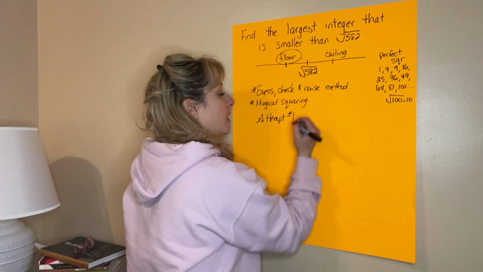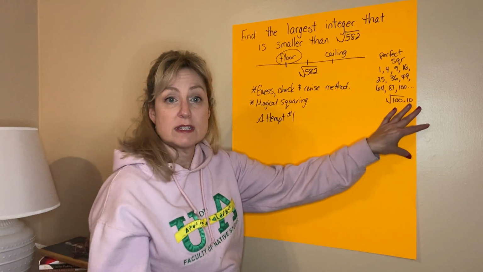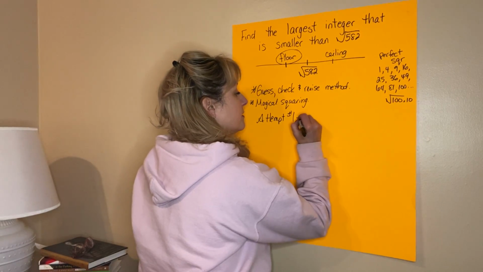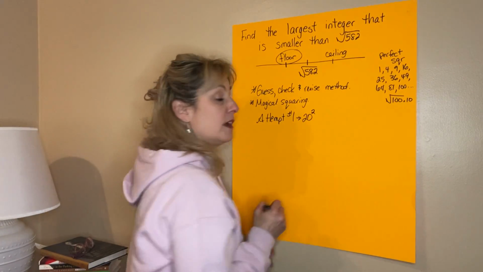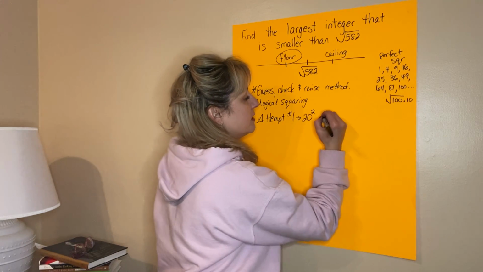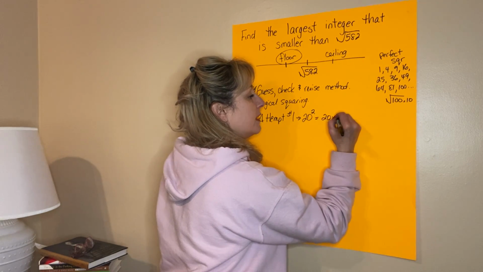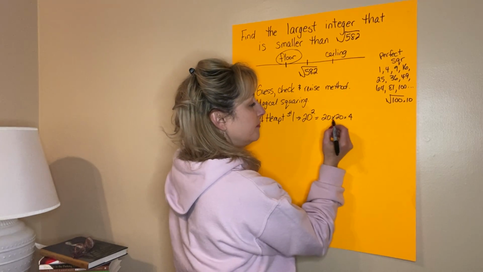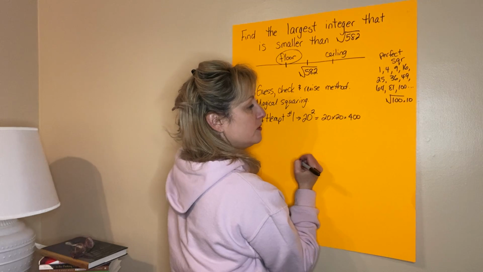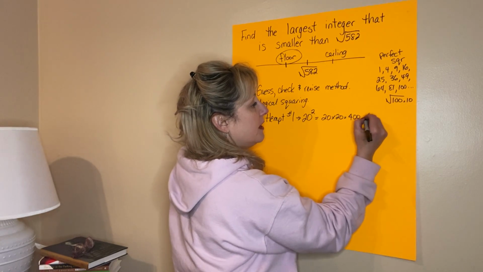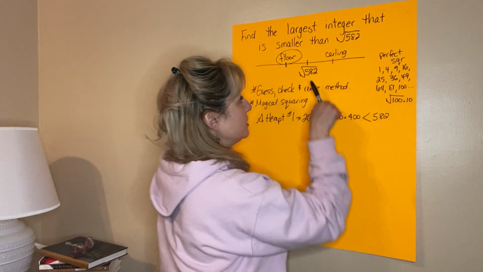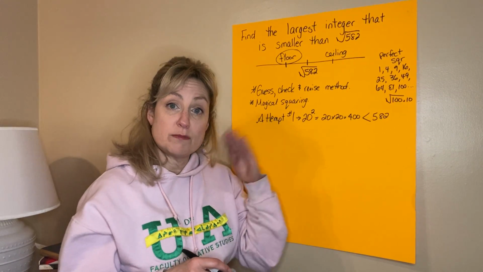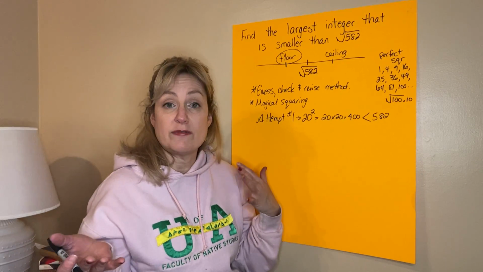My attempt number 1 is I may as well just double it and see where I land. So I'm going to do 20. My first attempt is 20 squared, and that equals 20 times 20. 2 times 2 is 4, and then I've got two zeros, so you add the 2 zeros, so 20 times 20 is 400. That is smaller than 582. So I could have found my floor here. However, I'm going to make another attempt just to see if it is in fact the floor.